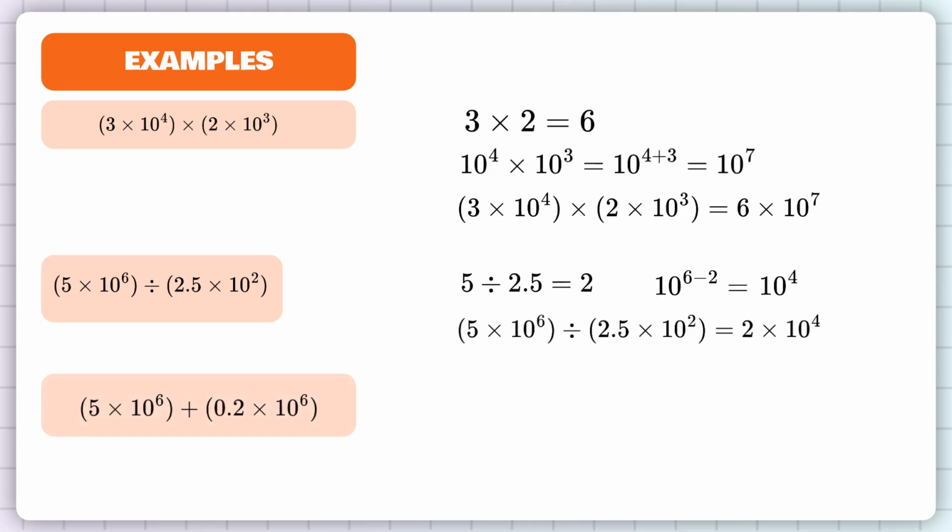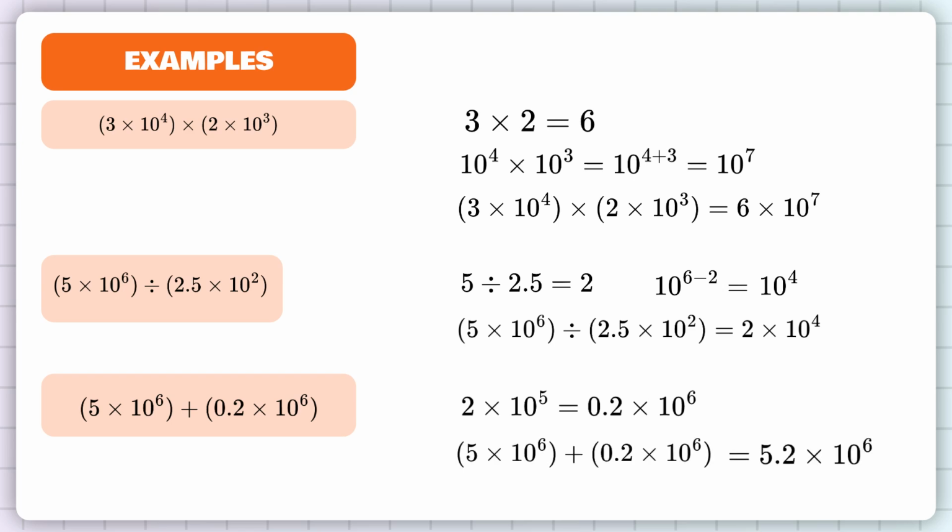Lastly, add 5 times 10 to the 6 and 2 times 10 to the 5. First, we need to convert one of the numbers so both have the same power of 10. 2 times 10 to the 5 converts to 0.2 times 10 to the 6. Next, we add the significant figures. 5 plus 0.2 equals 5.2, keep the common power of 10. So 5 times 10 to the power of 6 plus 0.2 times 10 to the power of 6 equals 5.2 times 10 to the power of 6.